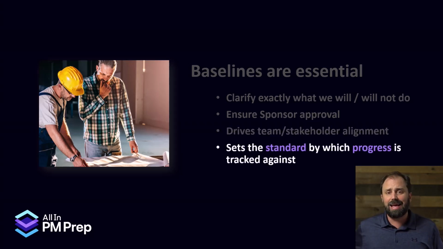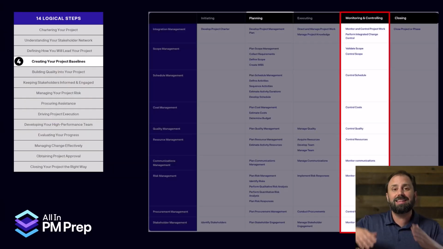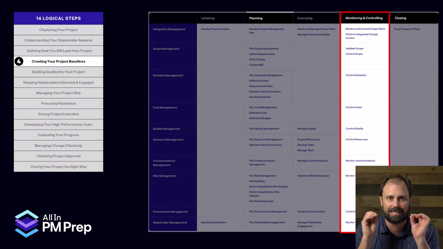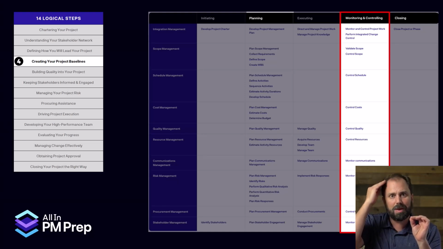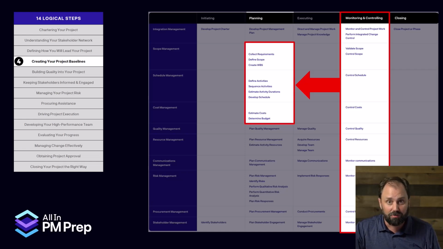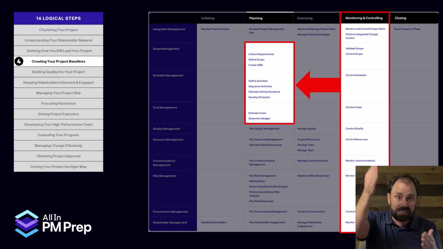And lastly, it sets the standard by which progress is tracked against. So we're saying exactly where we are, and we can say, are we there or are we not? Let me show you how that visualizes. If we look at this picture, this entire column that my head's in right now is monitoring and controlling. The whole existence of this process group is to say, hey, we set a baseline. We set the official version of the scope, schedule, and cost. We told the world, this is what we're going to deliver.